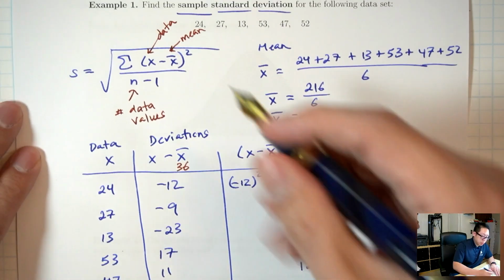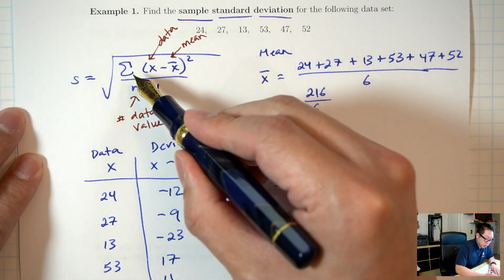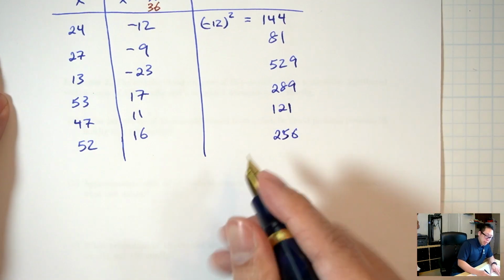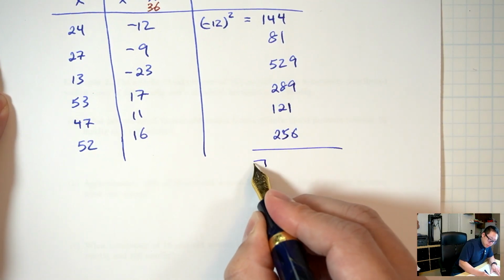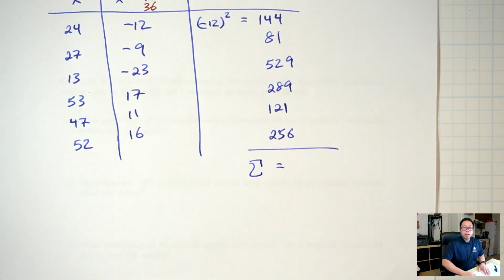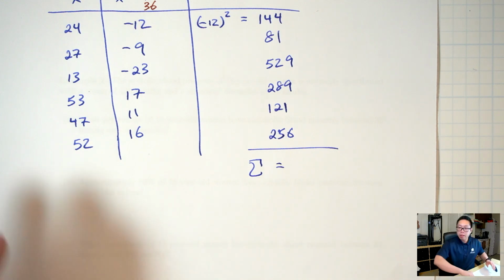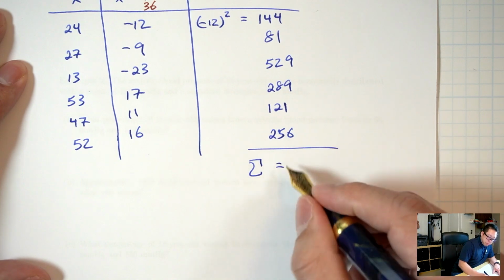Okay, so we did the square. The next thing is this symbol, which means add up that column. So we're going to add up this column. So 144 plus 81 plus 529 plus 289 plus 121 plus 256. 1420.